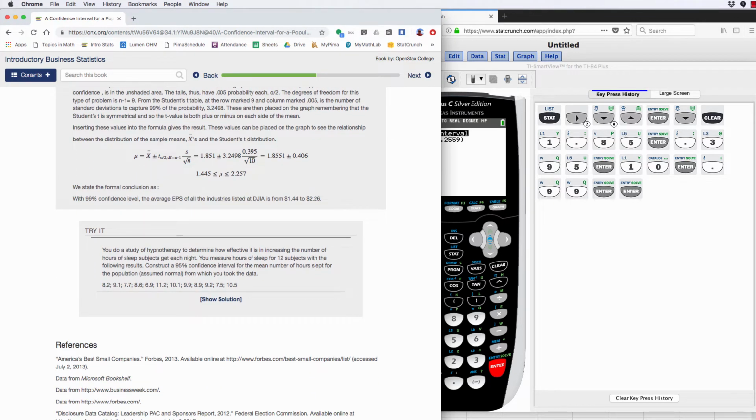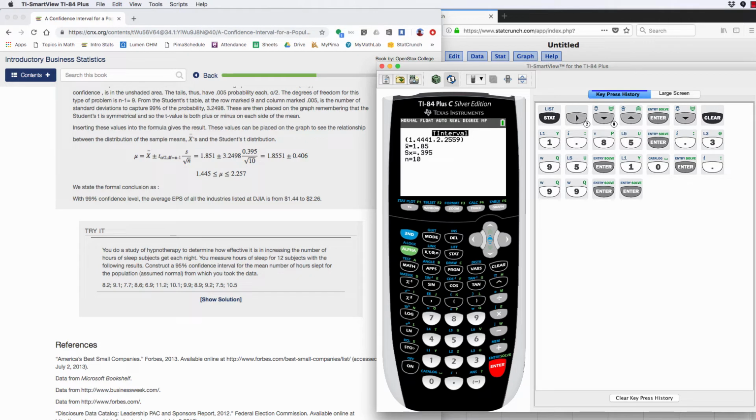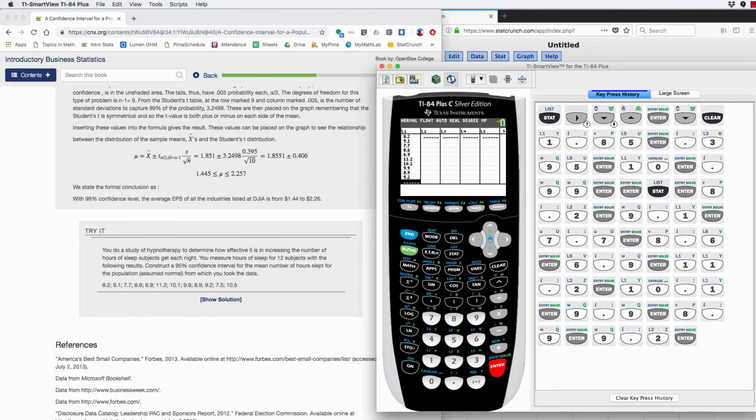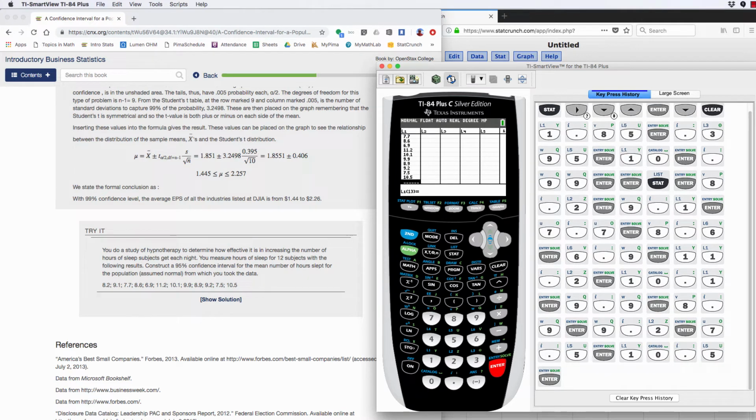For the second example, we have to enter data. So again, we press Stat. This time we press Edit, the first choice, and we have to enter our values in. 8.2, 9.1, 7.5, and 10.5. Notice we have 12 pieces of data because right now we're in the 13th spot with no data.